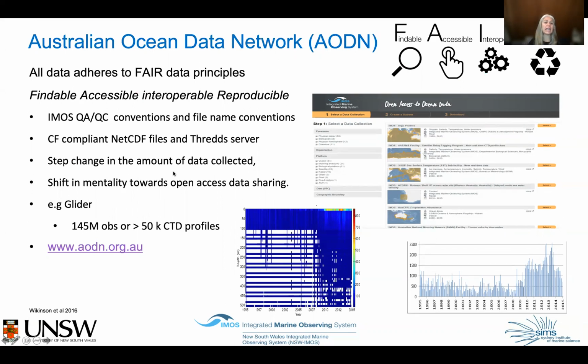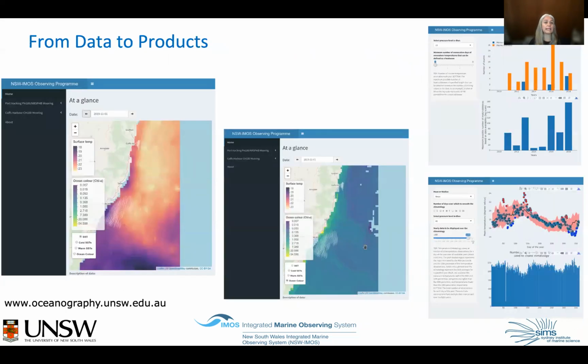And we've seen a step change in the amount of data that's been collected. So this is pre-IMOS here, and now this is post-IMOS. This is temperature data on the shelf. It's just remarkable, and again, pre-IMOS temperature data versus post-IMOS temperature data. And really, we've shifted the mentality of the community towards open access data sharing, which I think is very important. And all the data is available at the Australian Ocean Data Network.org.au.